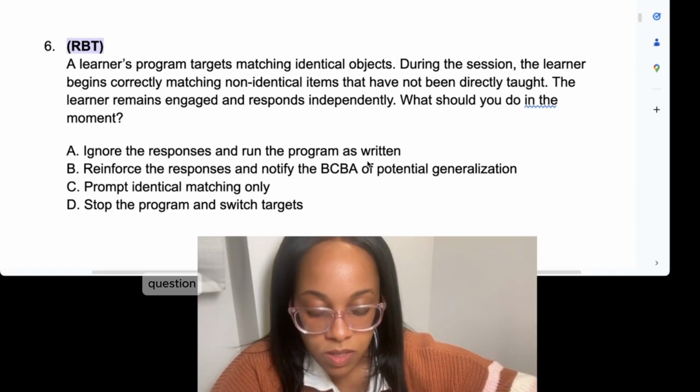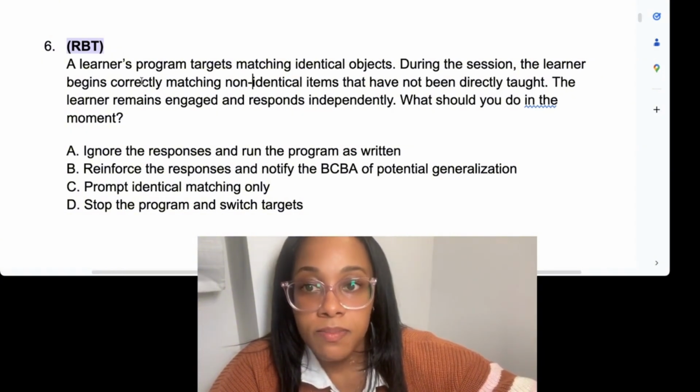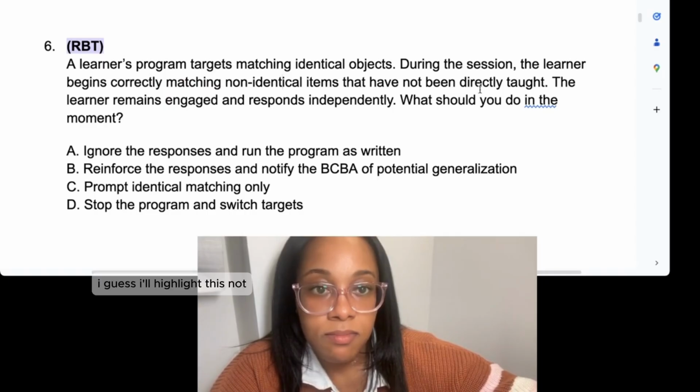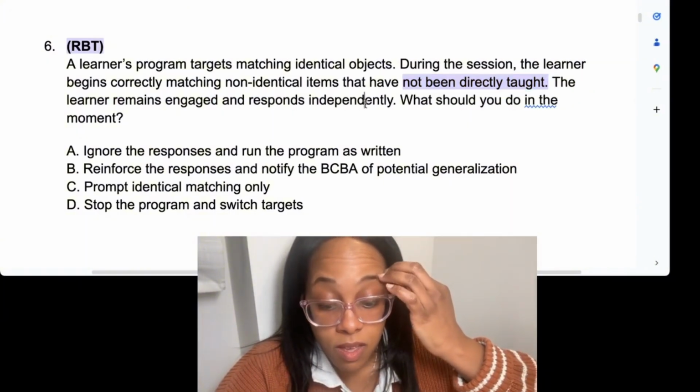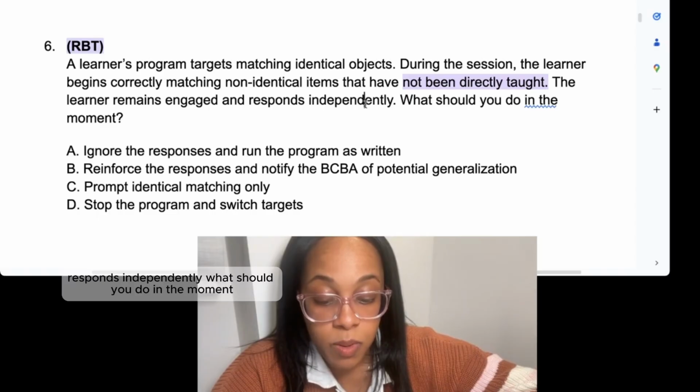What question? Excuse me, 6. Okay, they're correctly matching. I guess I'll highlight this, not been directly taught. Okay. A learner remains engaged, responds independently.